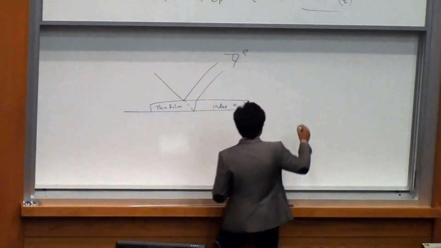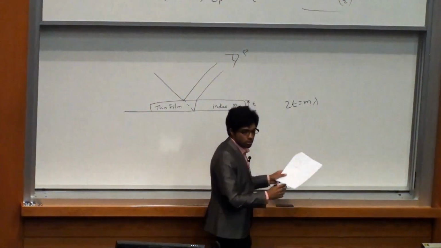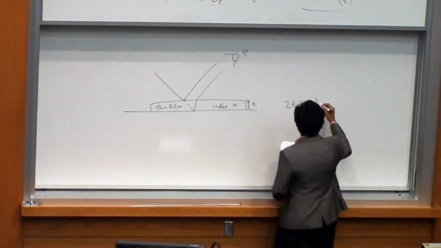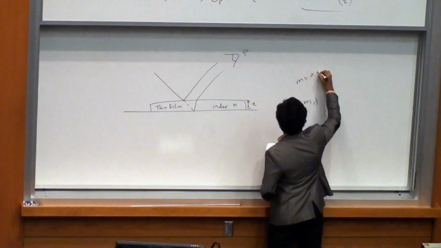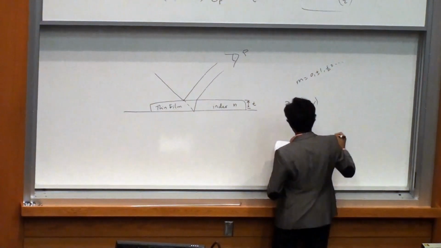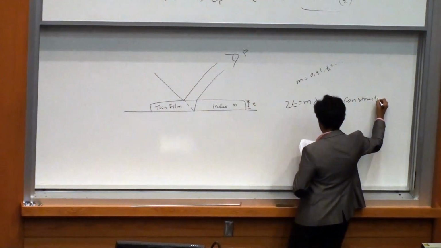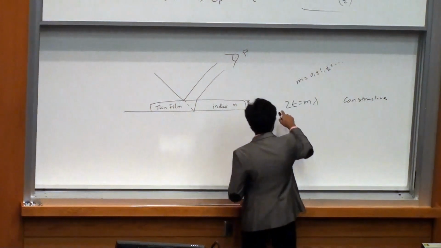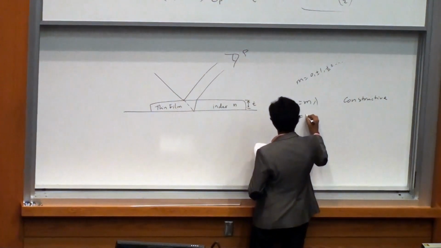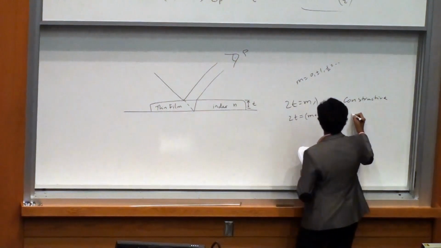Now for this, the formula is 2t equals m lambda, m being equivalent to n here, so m is 0, 1, 2. So m is going to be 0, plus or minus 1, plus or minus 2, and so on. And this is going to give me constructive. Right? And then for this, you'll have no phase shift here. For the destructive, you'll have 2t equals (m plus 1/2) lambda, and this will give you destructive.